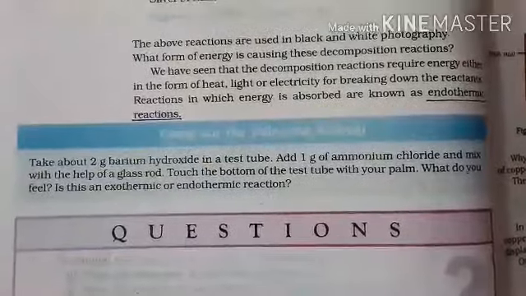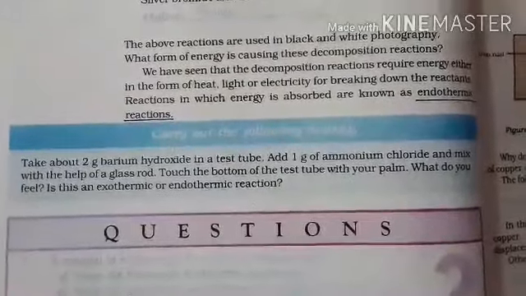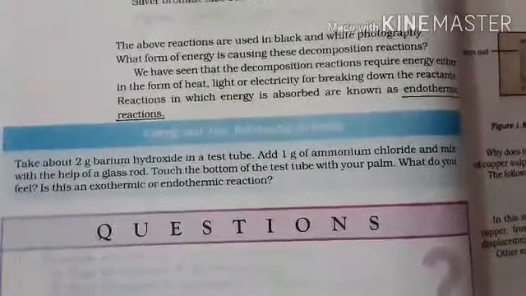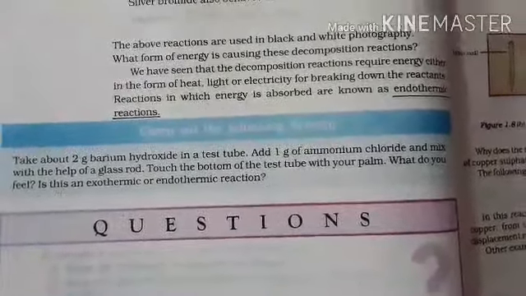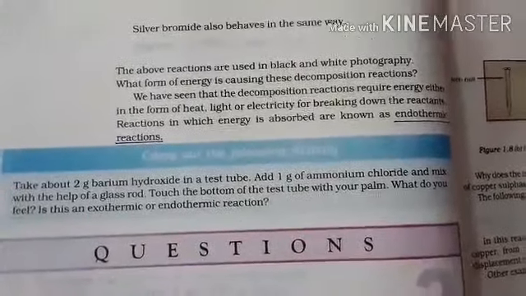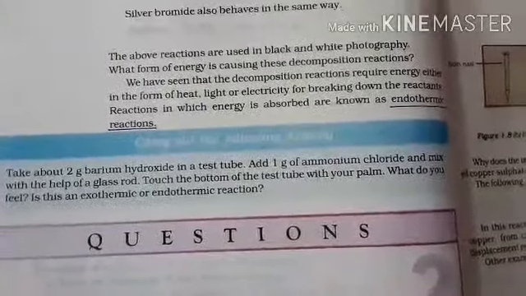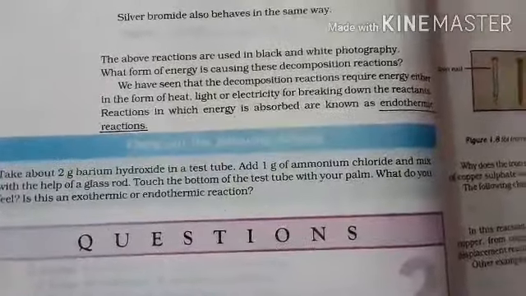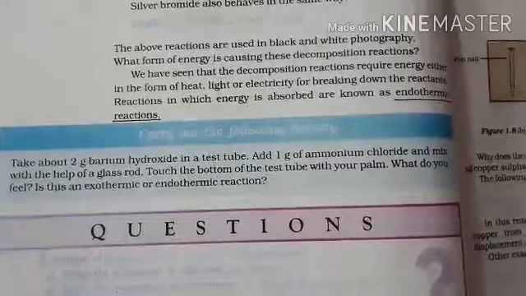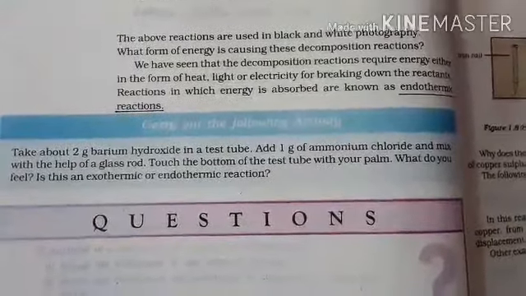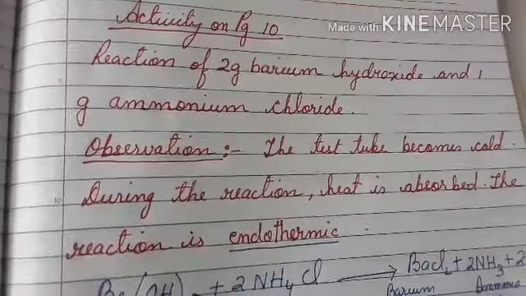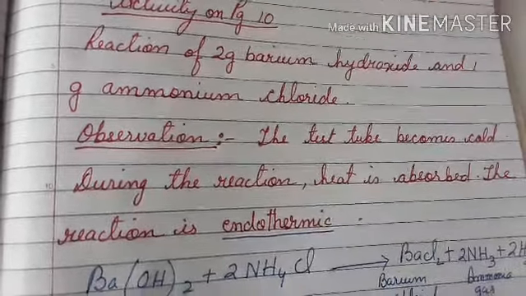Just move on to page 10. Carry out the following activity. Take about 2 gram barium hydroxide in a test tube. Add 1 gram of ammonium chloride and mix with the help of a glass rod. Touch the bottom of the test tube with your palm. What do you feel? Is this an exothermic or endothermic reaction? Note down the observation of the activity on page 10.